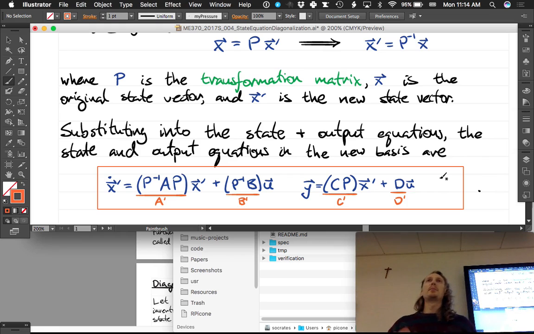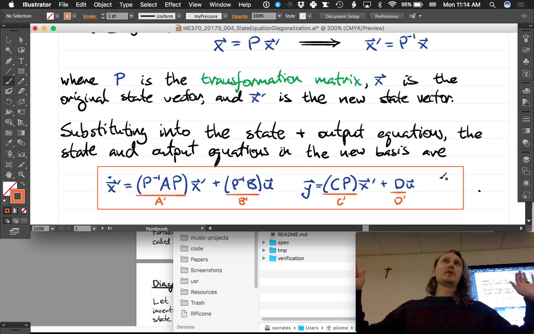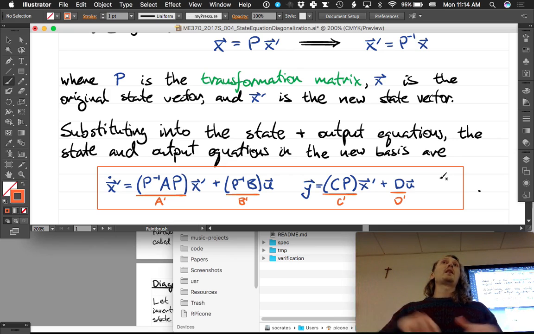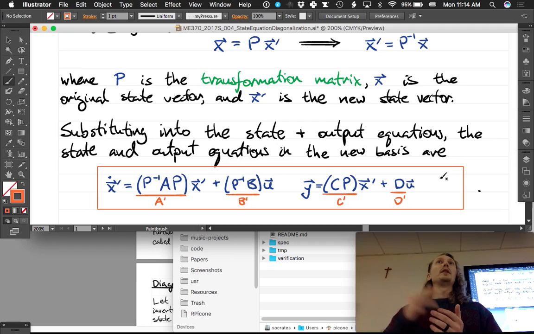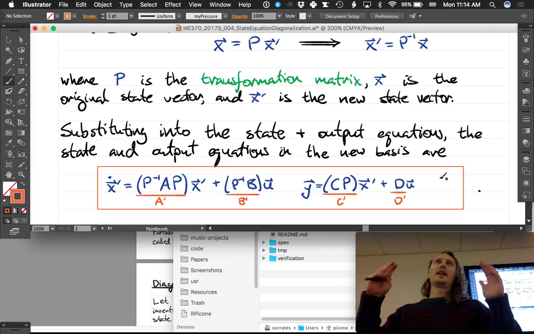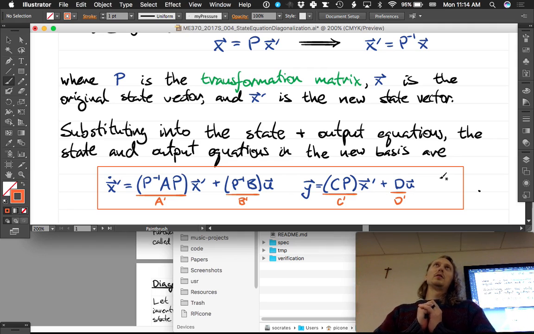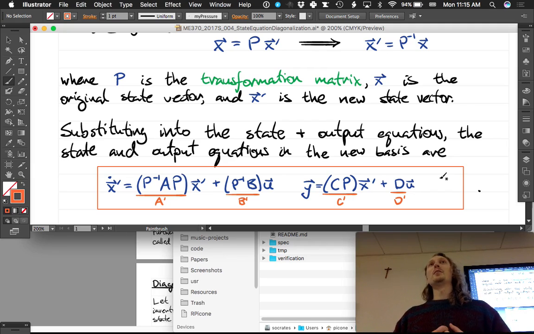So x prime has to be a new state vector. So it has to be able to describe all the dynamics of the system, just like the original state vector did. So if you know the state at any given time, and you know the inputs, you know everything there is to know about the system dynamically. So this is a different representation.